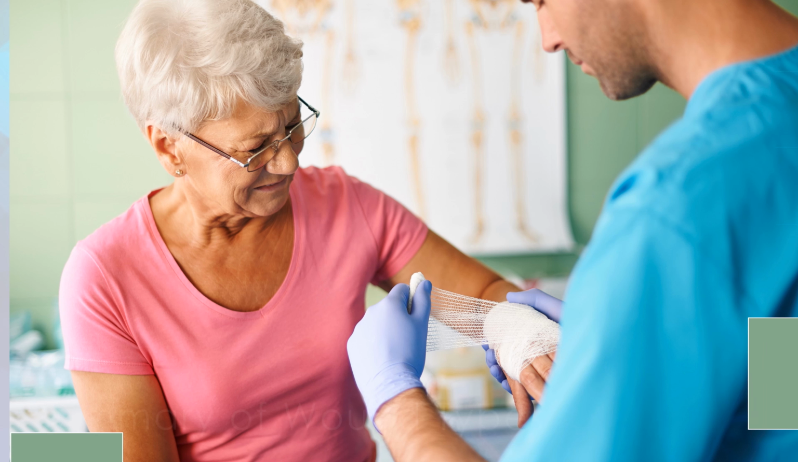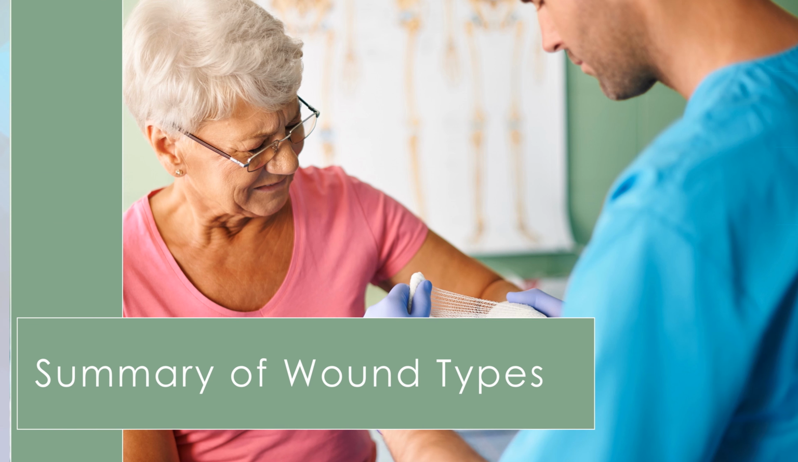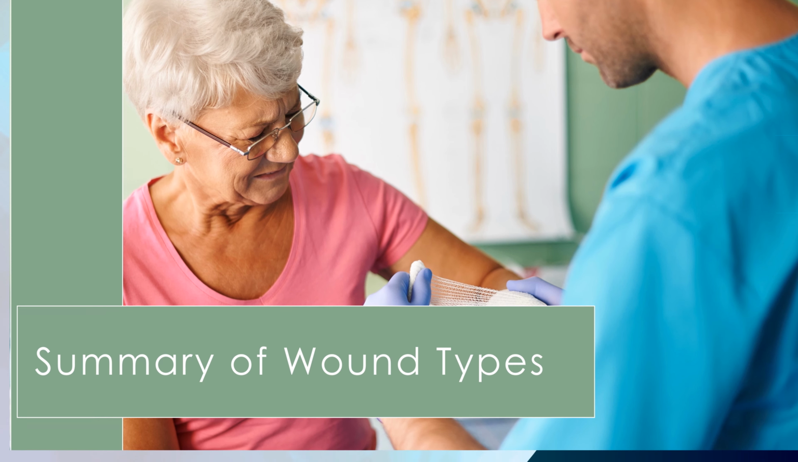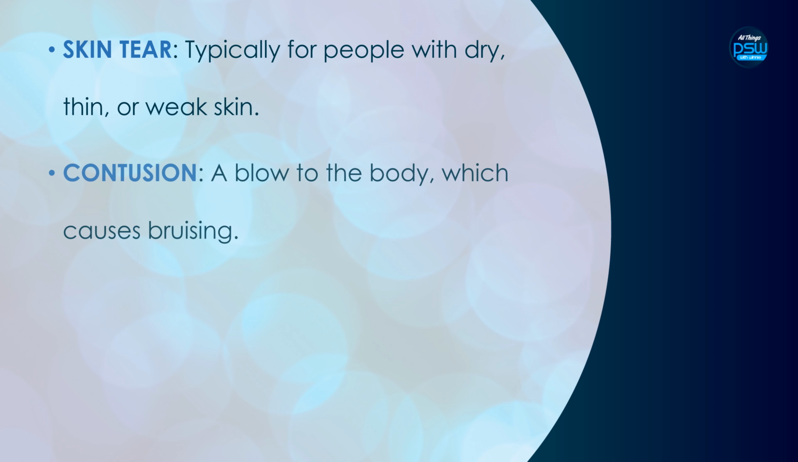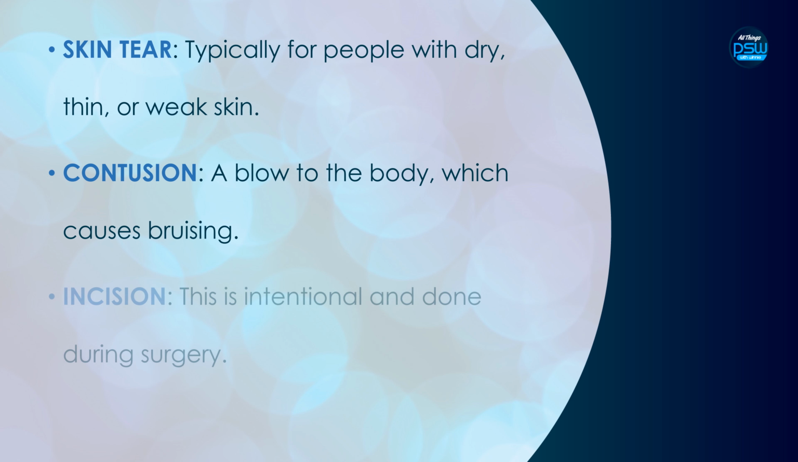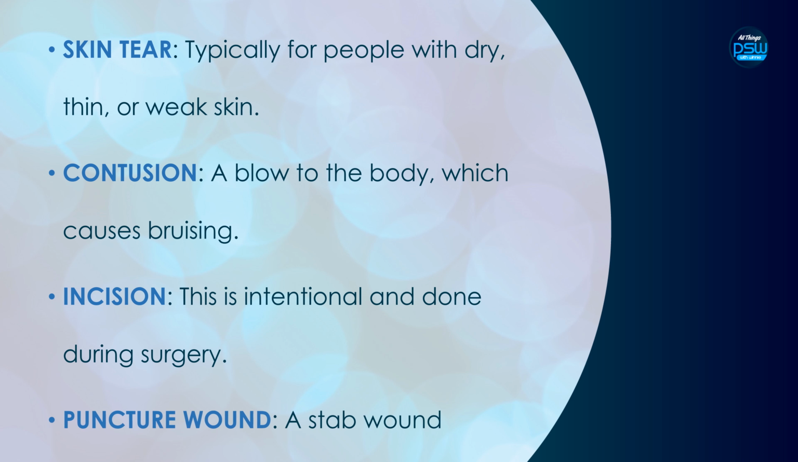So the summary of this situation here is this. A skin tear is typically for people with dry, thin, or weak skin. A contusion is a blow to the body which causes bruising. An incision is typically intentional, where it's done during surgery. And a puncture wound is like a stab wound or when you step on a nail. They may not be bleeding, but it could be deep. Okay, so that's the summary of the wounds that you should know in your scope.